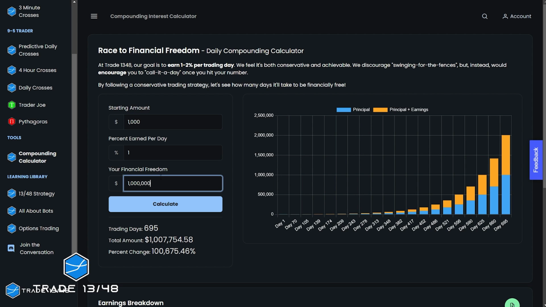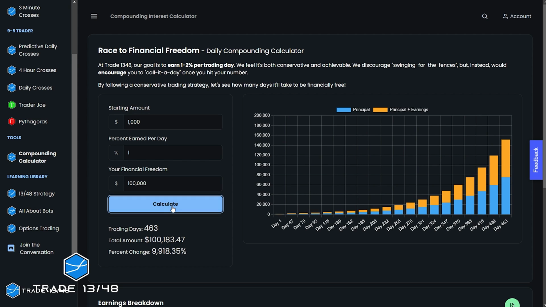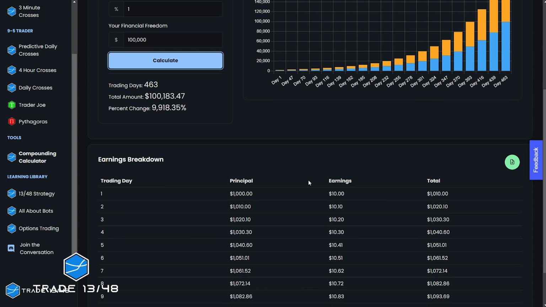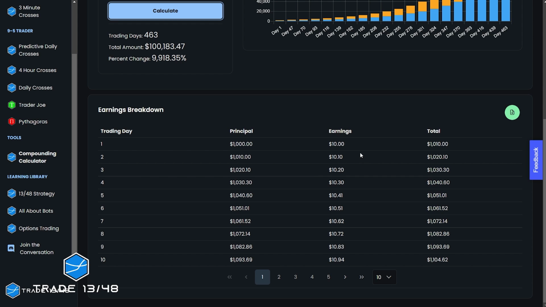I want you to put your goals here based on 1% and your starting amount, and I want you to hit calculate. And of course, you have an earnings breakdown. With this earnings breakdown, you can absolutely download the XLS and keep your trades humble. Now, why do I say keep your trades humble? Well, we'll get to that in a second.